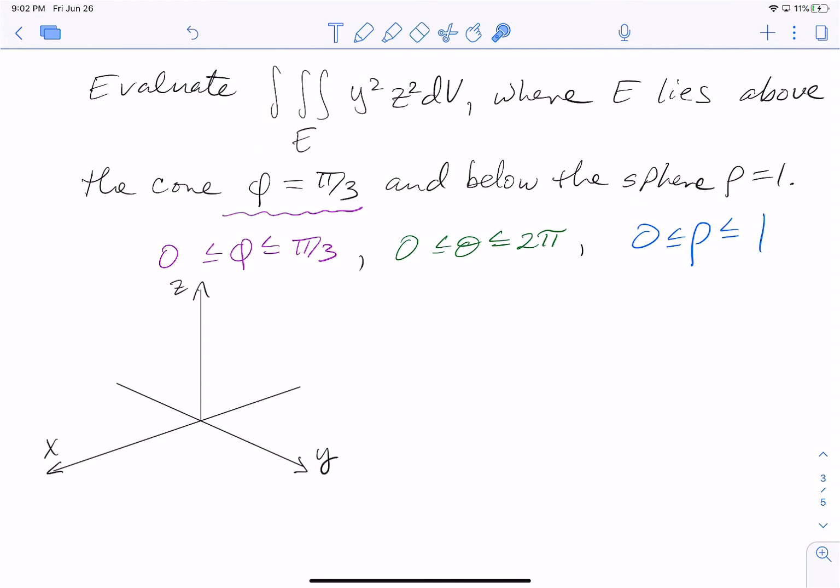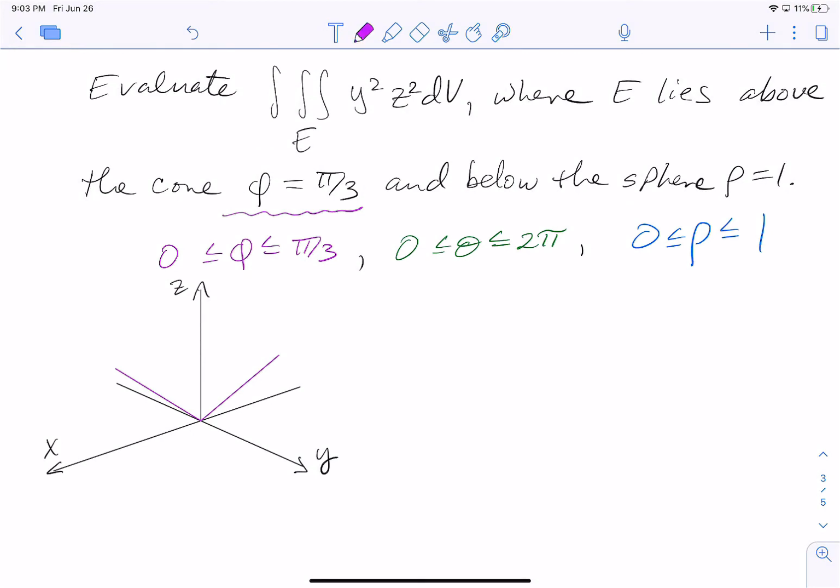Folks, this is a wide cone. How do we know it's a wide cone? Because phi is an angle made with the positive z-axis, and if phi is pi over 3, that means we have an angle of 60 degrees from the positive z-axis, which means that the edges of this cone are 30 degrees off of the xy plane, right?